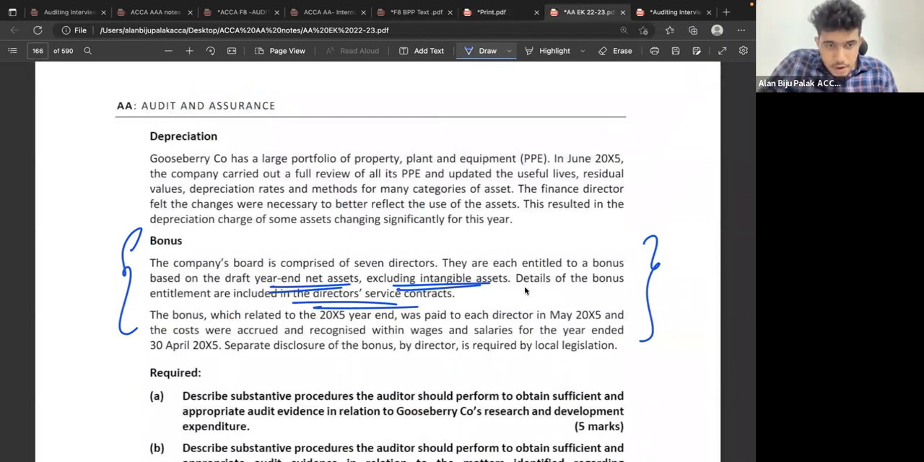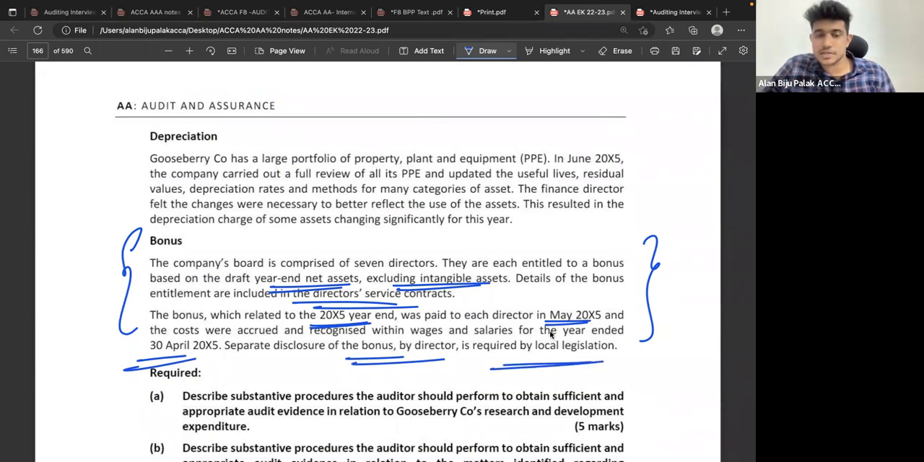Then, the bonus which relate to 2015 year end was paid to each director in May 2015, and the costs were accrued and recognized within wages and salary for the year ended 30th April 2015. Separate disclosures of the bonus are required in accordance with local legislation.